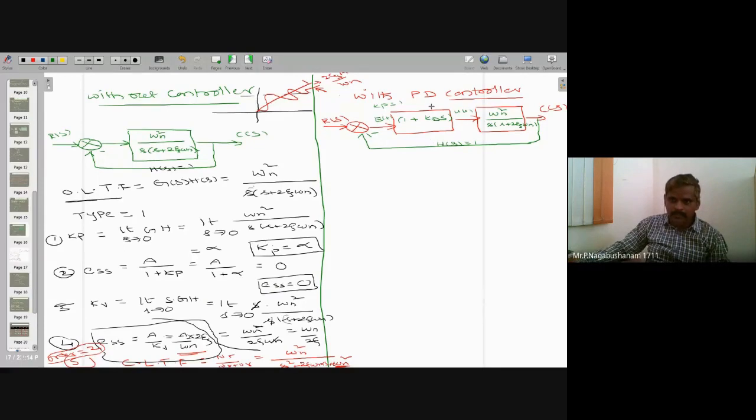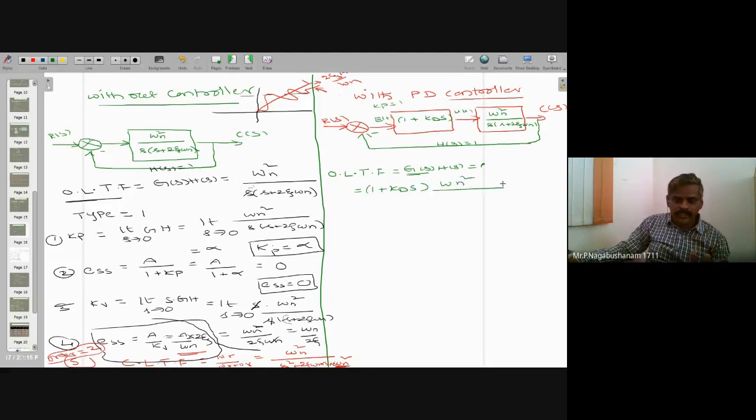For this block diagram, the open loop transfer function is given by the same formula, G of S, H of S. Again I repeat, G of S is nothing but the total gain in the forward path. This entire one is the forward path, from here to here. G of S means gain in the forward path. That means you have to multiply 1 plus Kd into S with the normal one. That equals 1 plus Kd into S into omega n square.